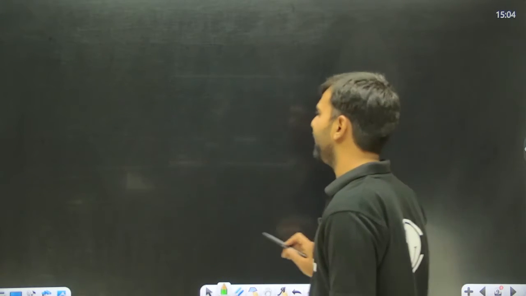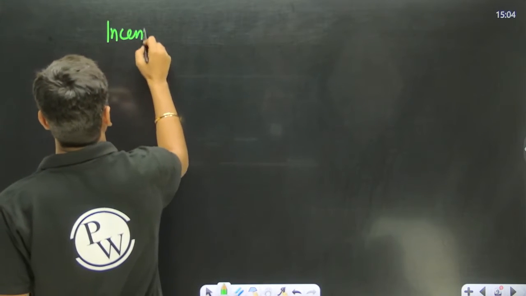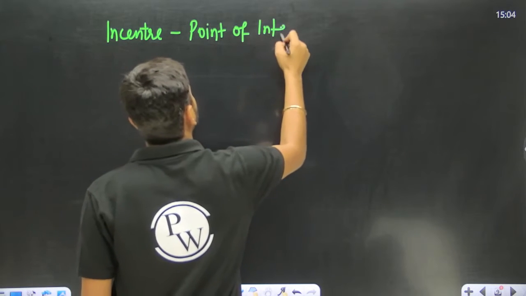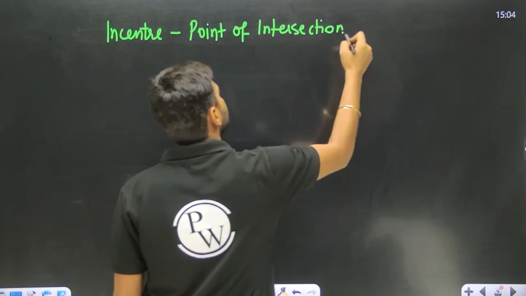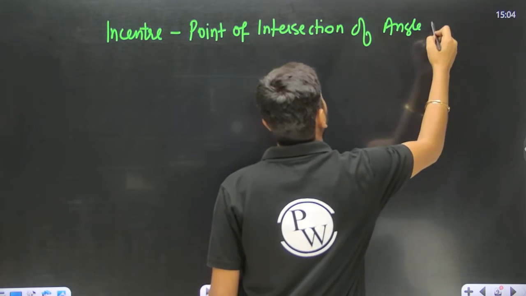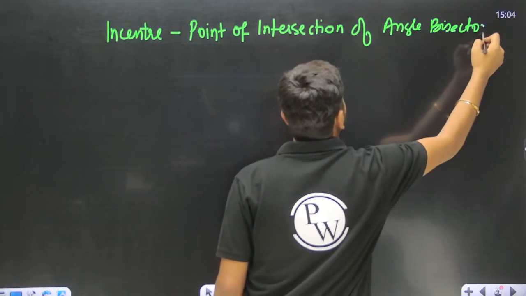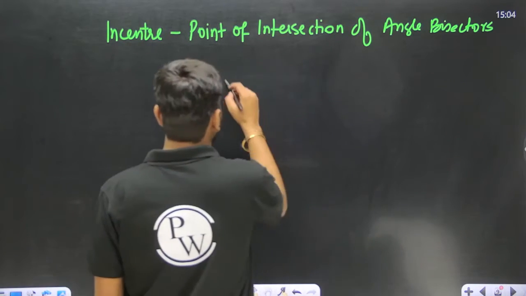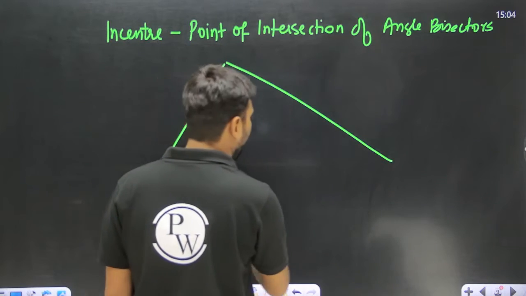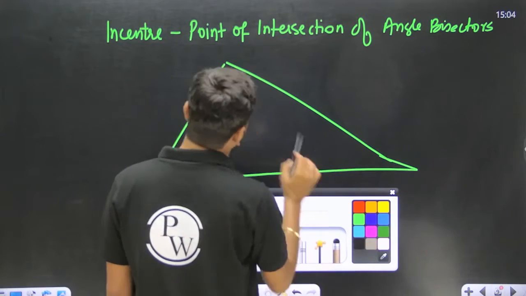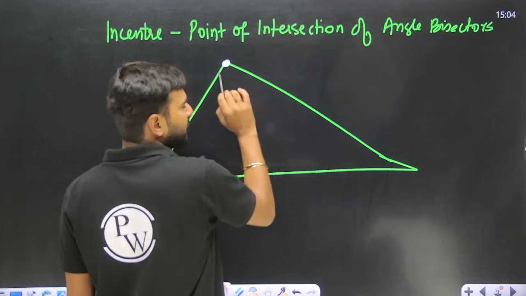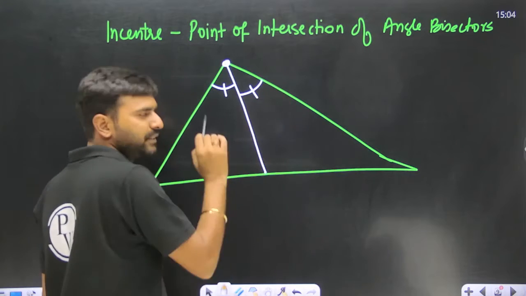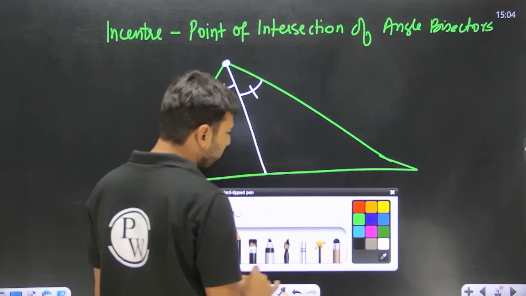Okay, now another thing is the incenter. Now let me tell you, the incenter is the point of intersection of angle bisectors. Now what are angle bisectors? Angle bisectors are, number one, different from medians. Medians originate from the vertex and divide the opposite side in equal ratio. Whereas if we talk about angle bisectors, as the name suggests, an angle bisector will also originate from the vertices only, and it will divide the angle into two equal halves.